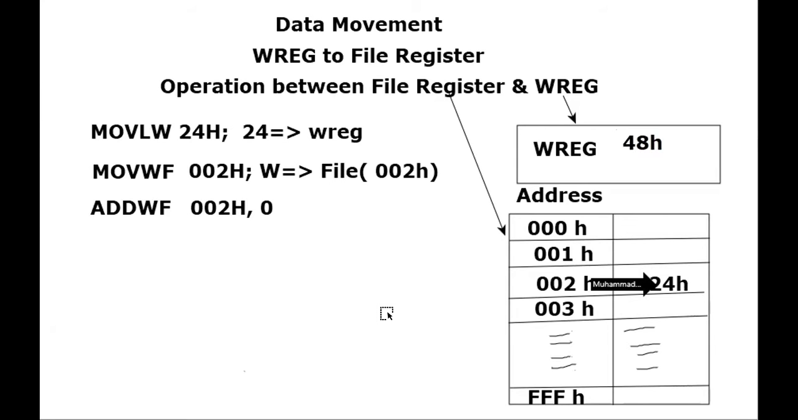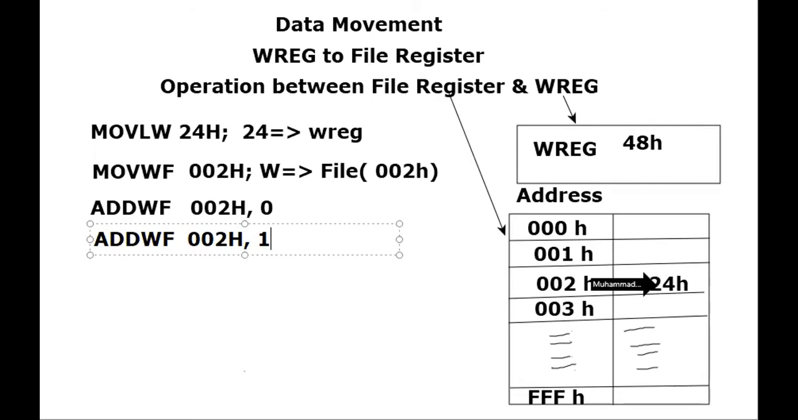Okay, let's say I use the same command again, add working to file, and this time I'm again using the value of the working register and the file register location 002, and I'm adding them up, and this time I'm writing 1. That means the result of this instruction will go inside the file register, at the location mentioned in this address.